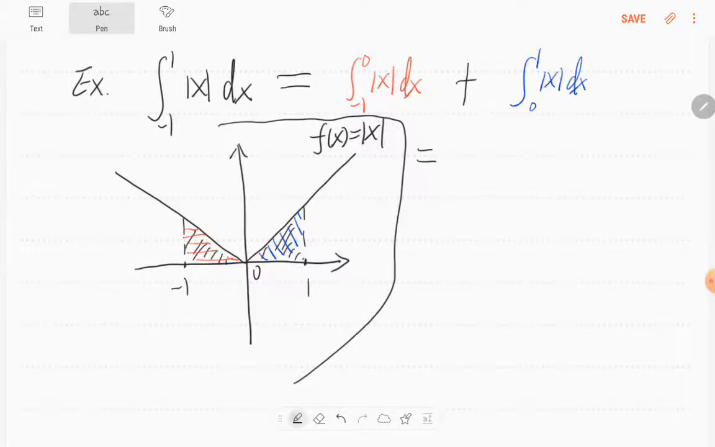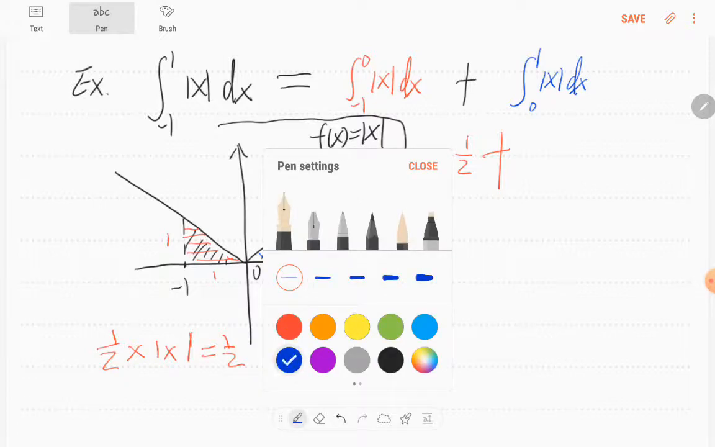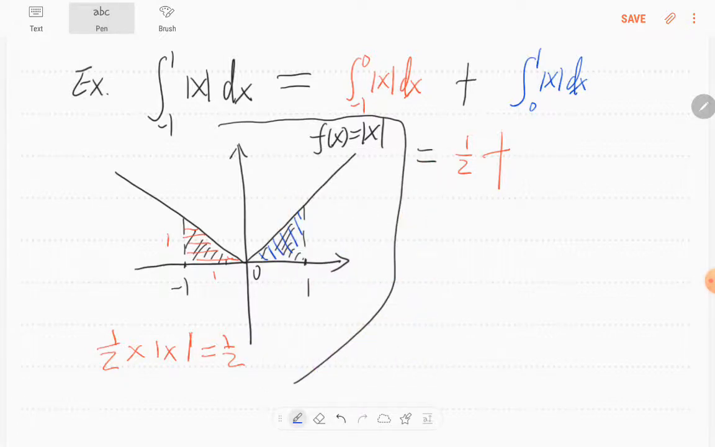For the red region, it's not hard to do the calculation. The red region has the area where here is 1, here is 1, so it's 1 times 1 times 1/2, which is positive because it's above the x-axis, so it's 1/2, plus the blue region, where here is 1, here is 1, so it's 1 times 1 times 1/2, which is also 1/2, and this region is above the x-axis. So it's equal to 1.